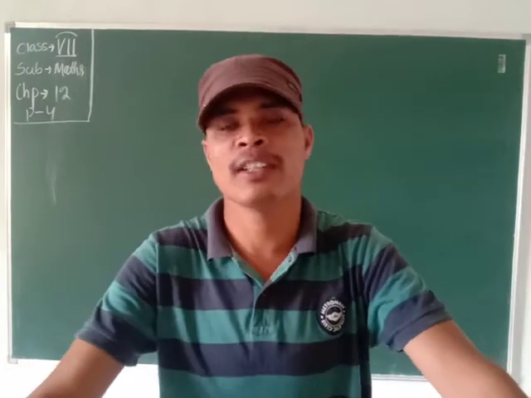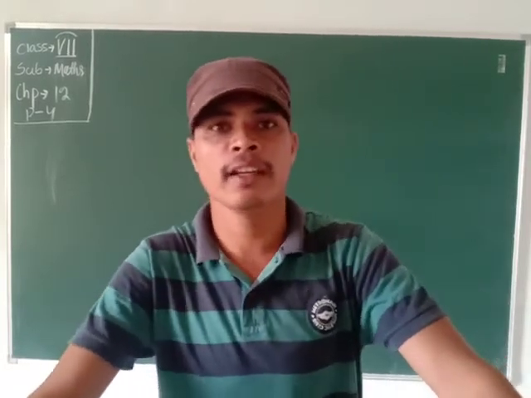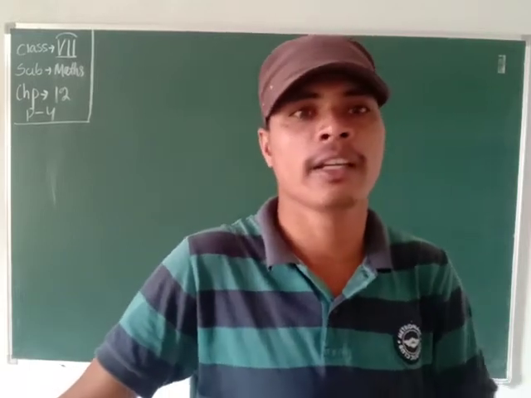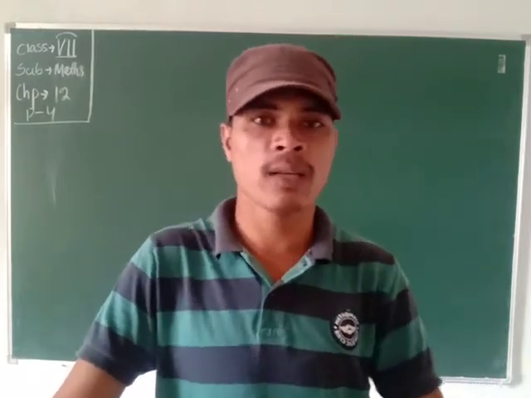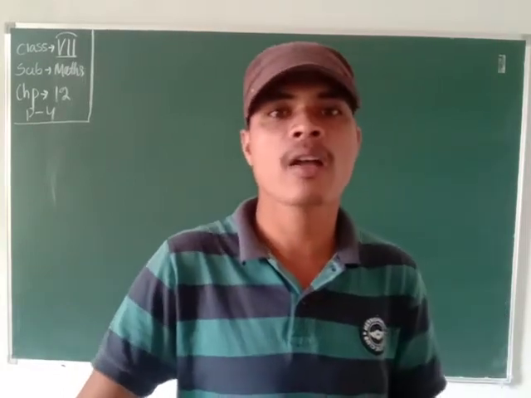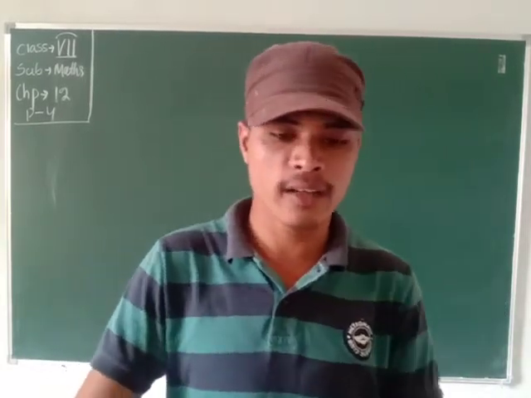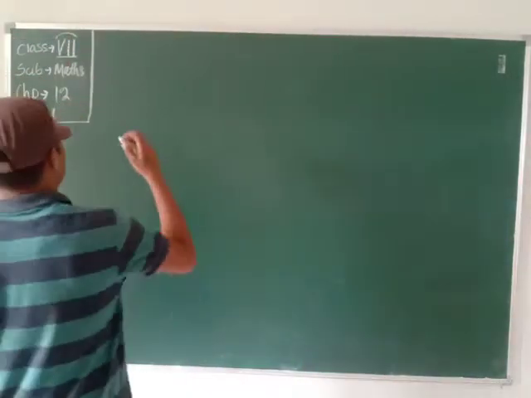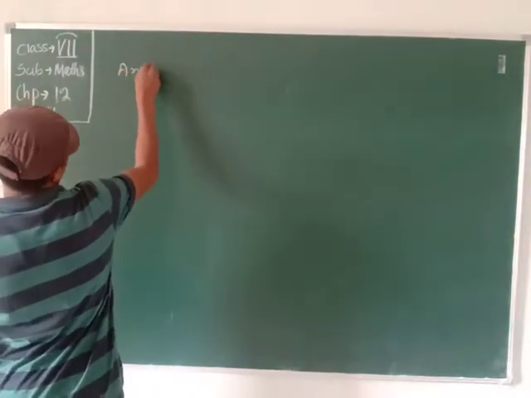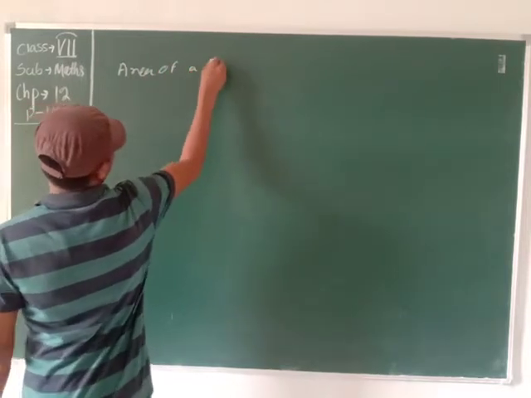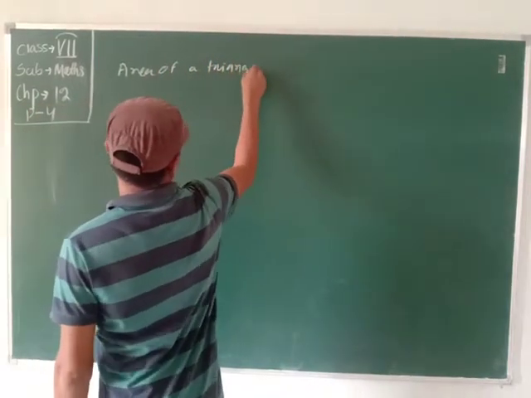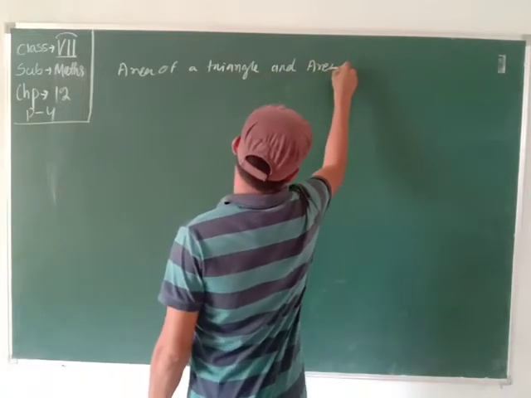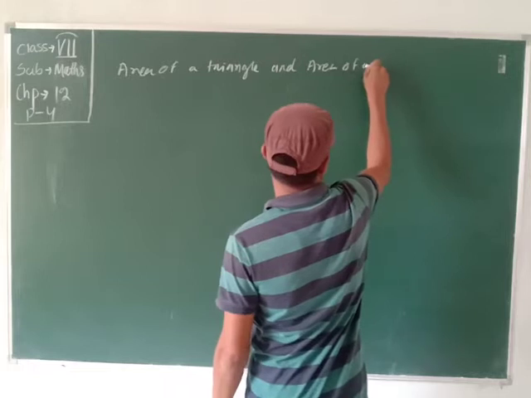Topic: last class we discussed the area of a triangle and the area of a parallelogram. Last class we only derived the formulas. Today we implement those formulas. How can we find the area of a triangle? So today we find the area of triangles and the area of parallelograms. Today's topic is the area of a triangle and area of a parallelogram.